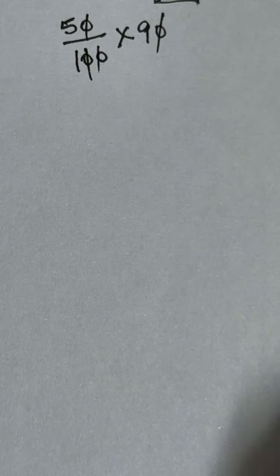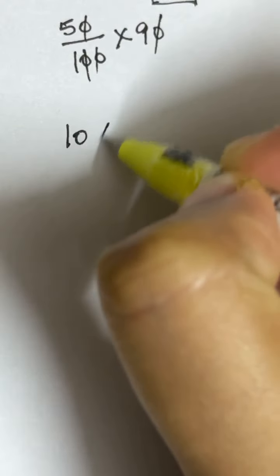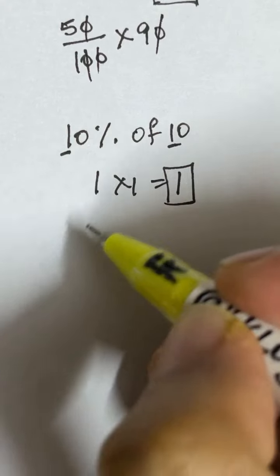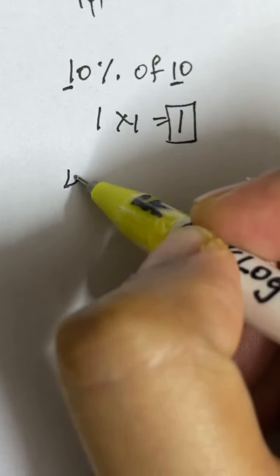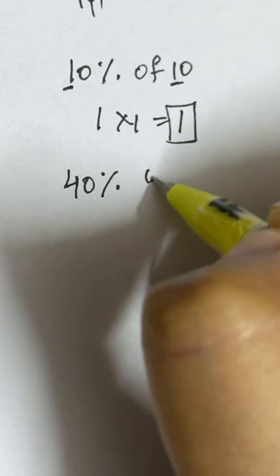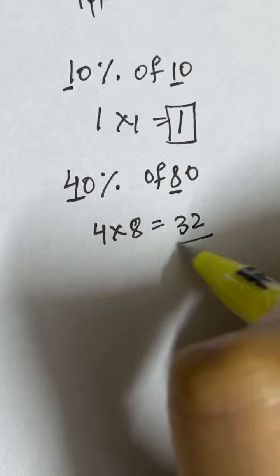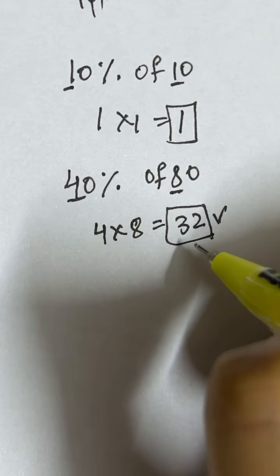For example, now let's take 10% of 10. What do you think the answer would be? Now you have a 1 and a 1. So just multiply 1 times 1, that's equal to 1. That is your answer. 10% of 10 is 1. Alright, let's see another example. What if I say 40% of 80? If you have 40% of 80, just multiply 4 times 8. That's equal to 32. And that's your answer. 40% of 80 is 32.